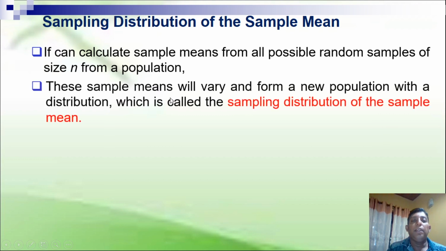these sample means will vary. That means we can calculate several sample means from the population. These sample means will vary and form a new population. That means there are several numbers we can assign for the sample mean. Those values form a new population, which is called the sampling distribution of the sample mean.